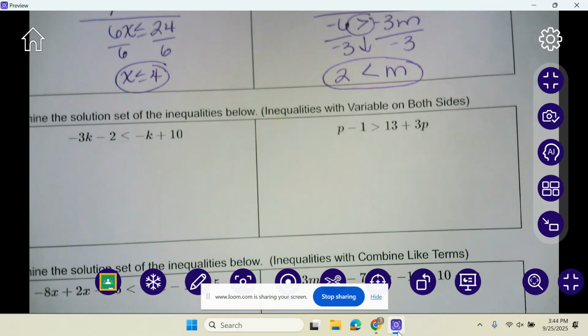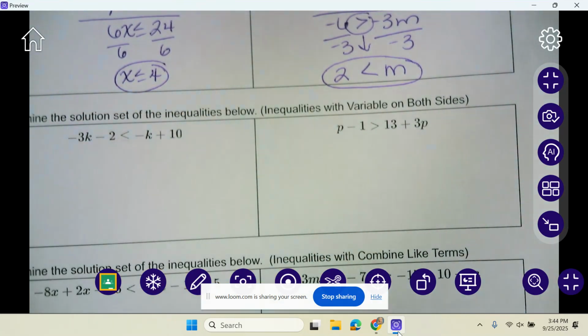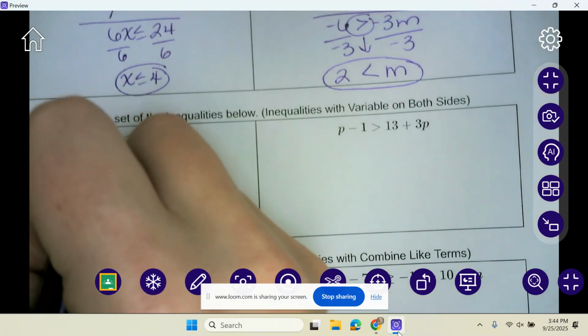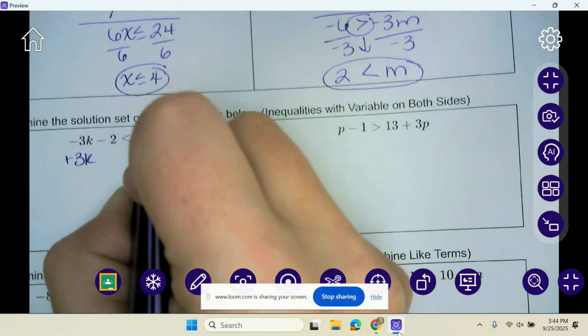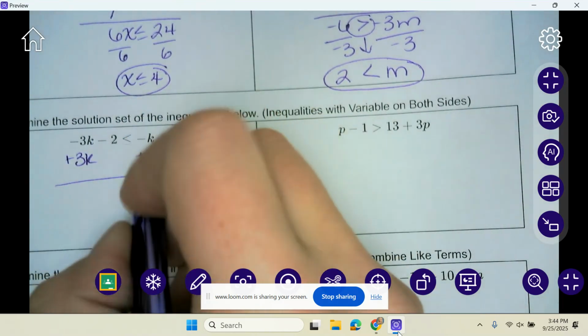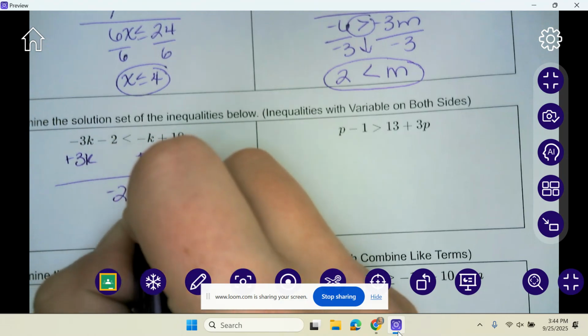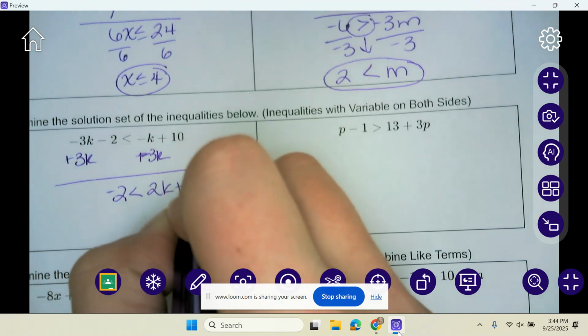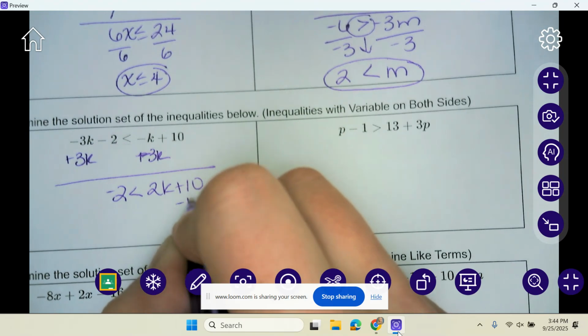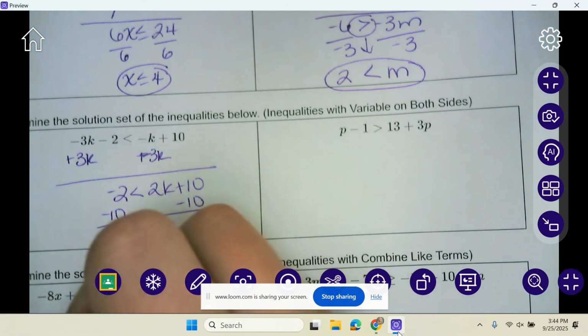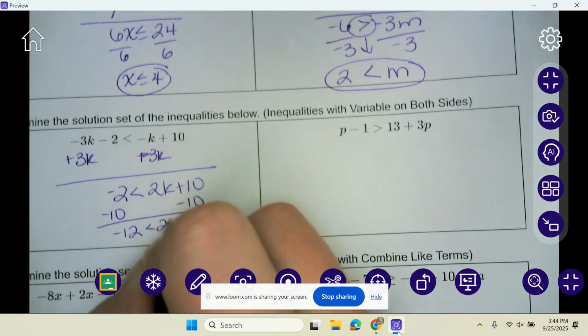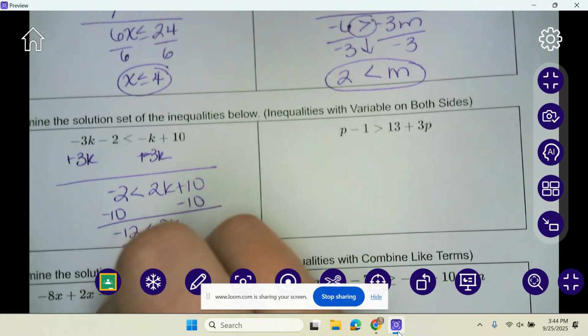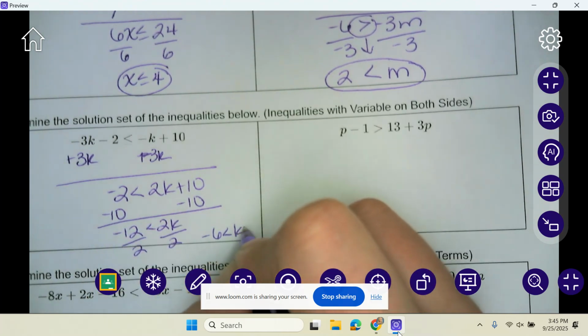Okay, so let's take a look at the next one. So it doesn't matter which one you pick. I could add 3k on both sides. Then you don't have to worry about negatives. So you get negative 2 is less than 2k plus 10. You're going to take away 10 on both sides. Negative 12 is less than 2k. Divide by 2. Negative 6 is less than k.